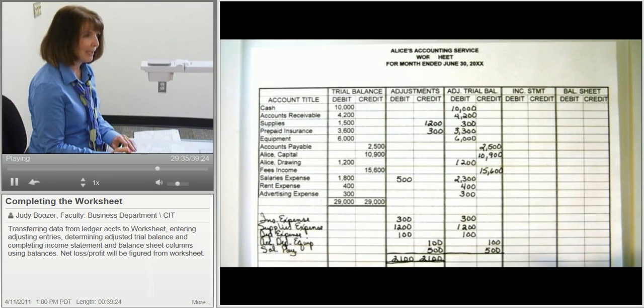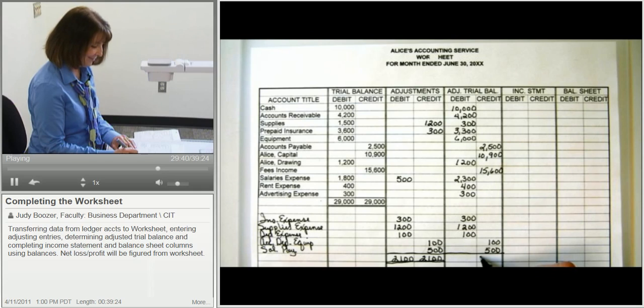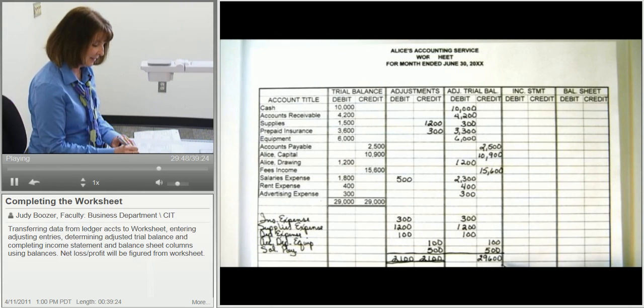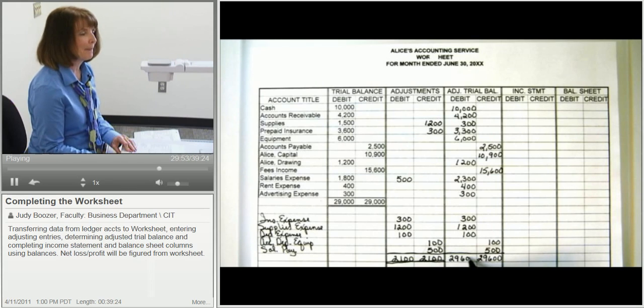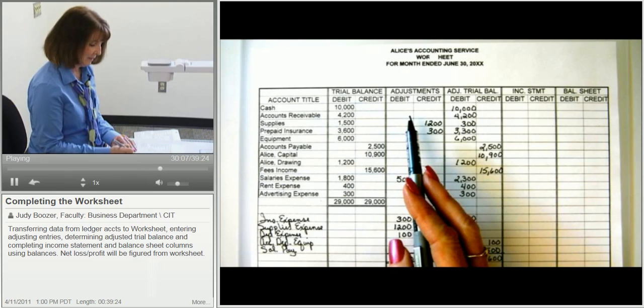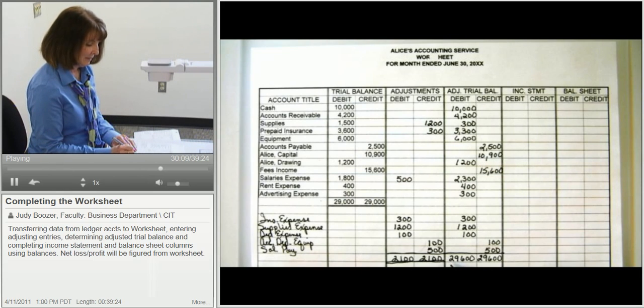Hopefully you brought your calculator today. I'll make it easier for you. Credits equal 29,600. Hopefully debits equal the same. If your adjusted trial balance does not balance, you've done some computation error combining the trial balance with your adjustments. And again, once they're in balance, you double rule.